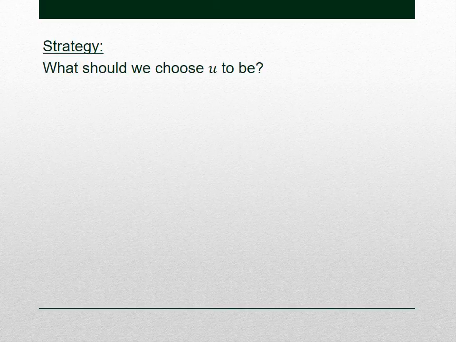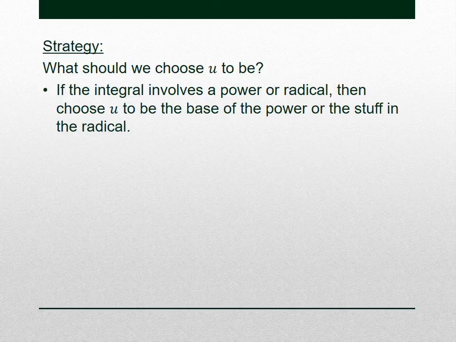All right, what do you want u to be? So the first thing, this is like our first example. If the integral involves a power, so we had a bunch of stuff to the 10, or a radical, let's say it was a cube root of a bunch of stuff, then you want u to be either whatever's being raised to the power or all of the stuff inside of the radical. I use these powers and radicals together because you can always rewrite a square root as to the 1/2. So these really are sort of the same scenario. Anytime you have something like that, you always want to let u be the stuff that's being raised to the power or the stuff that's inside the radical.